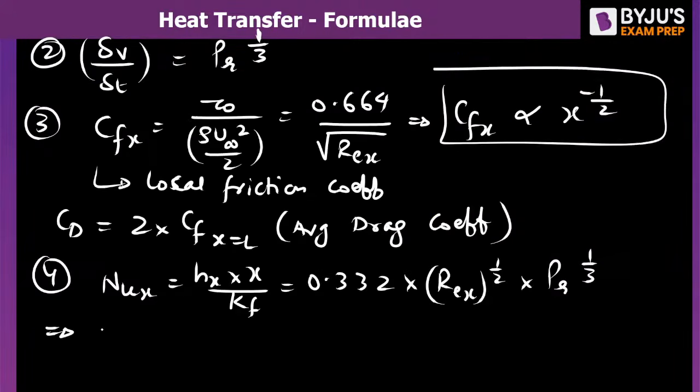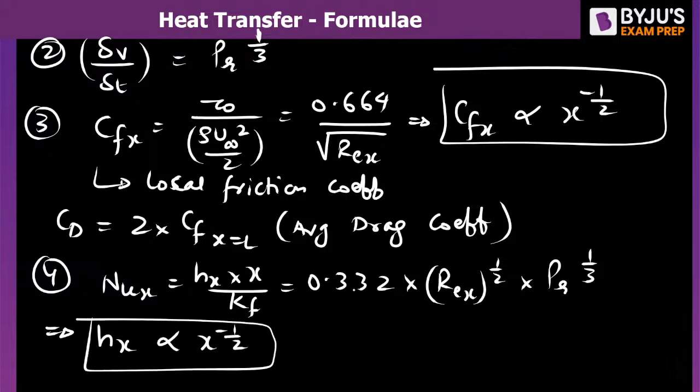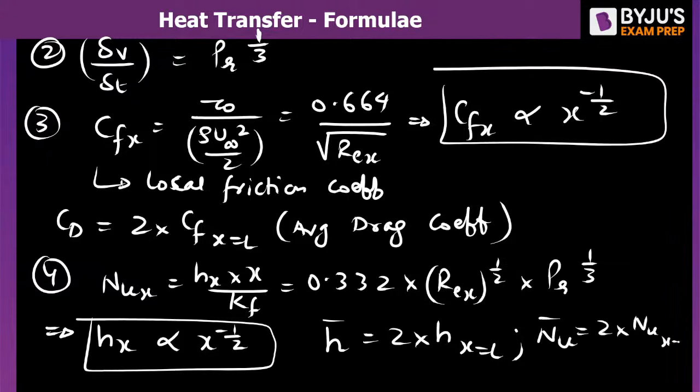So we can say Hx is proportional to x to the power minus 1 by 2. And h bar is equal to twice of h at x is equal to L. And average Nusselt number is twice of Nusselt number at x is equal to L. This is called as average convective heat transfer coefficient. These are the formula you should have known.